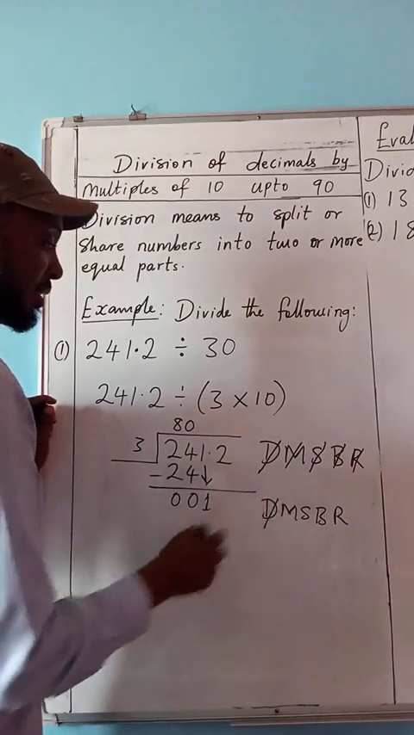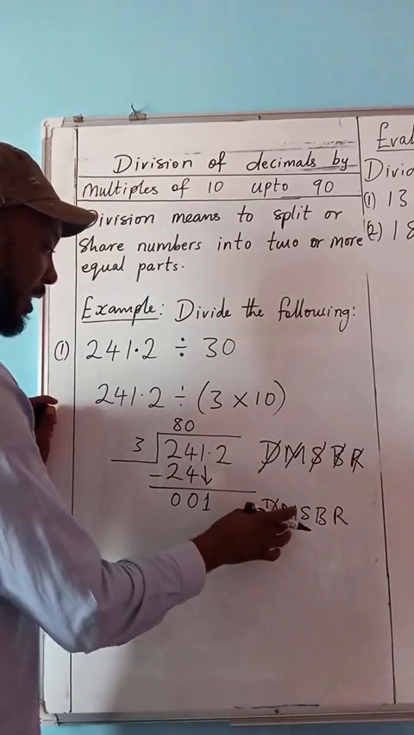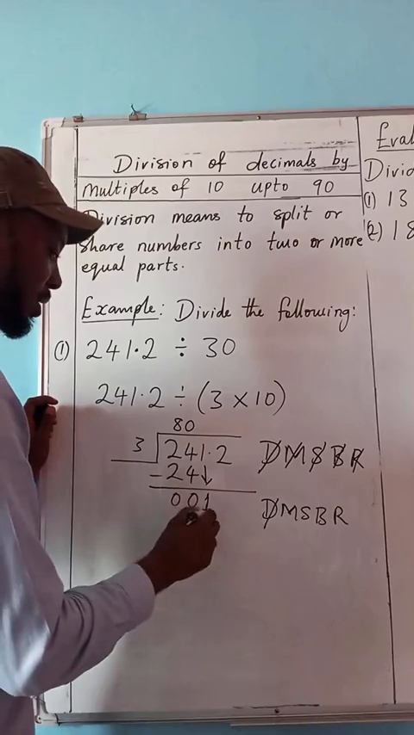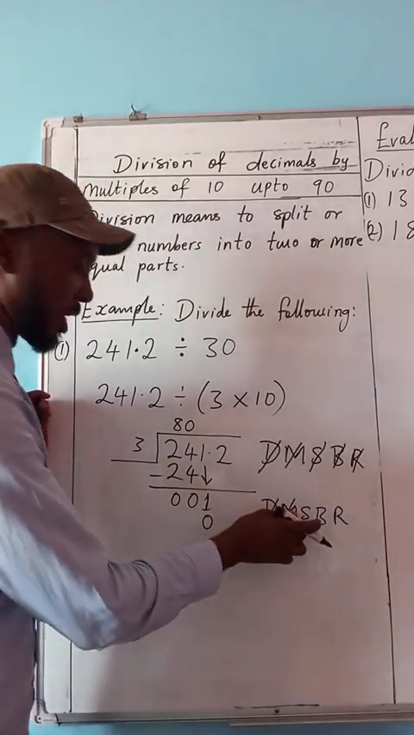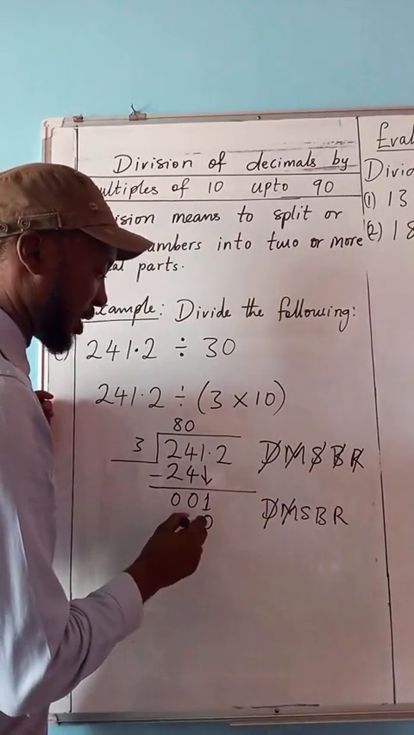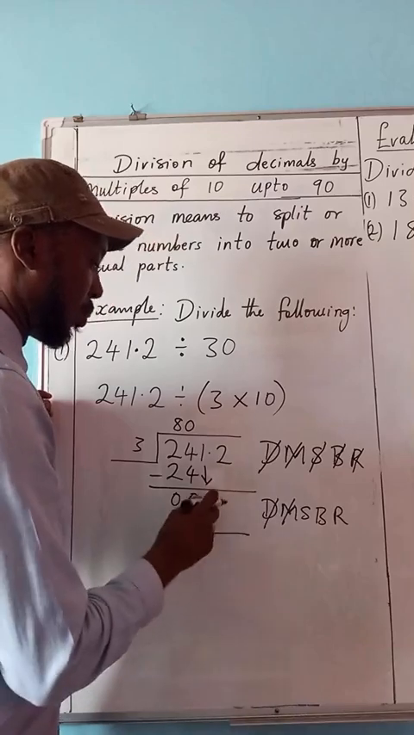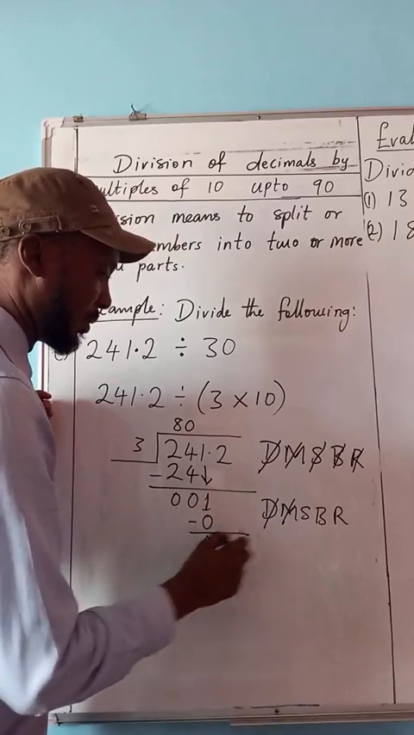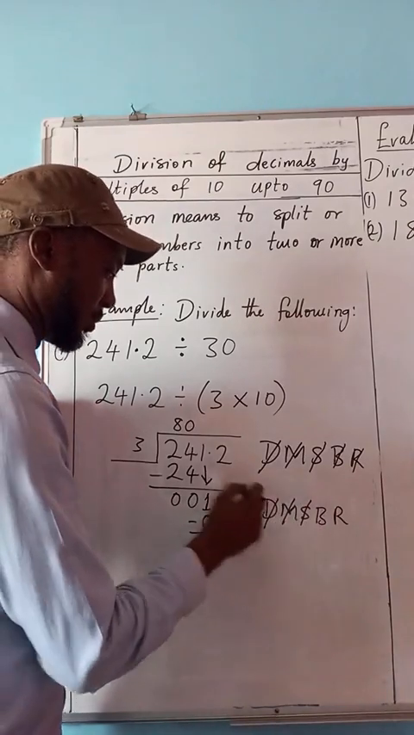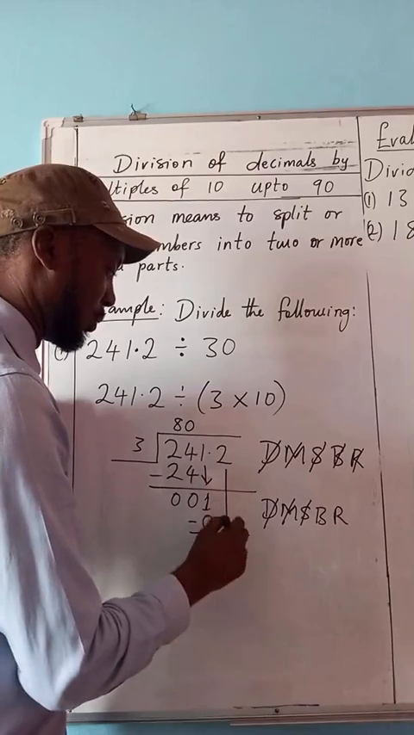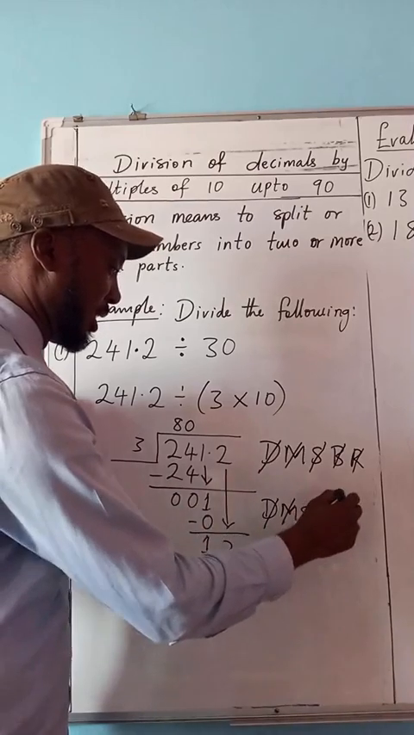Then we have divided. The next one is multiply. We say 0 times 3 will give us 0. We've multiplied. The next one is subtract. You put your subtraction sign, you subtract. 1 minus 0 will give you 1. You've subtracted. Now the next one is to bring down. You bring down your 2. And the next one is repeat the process.